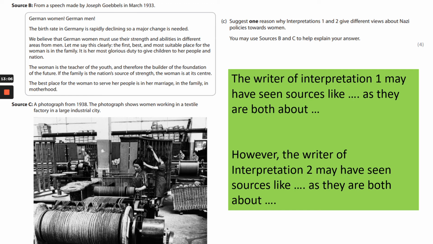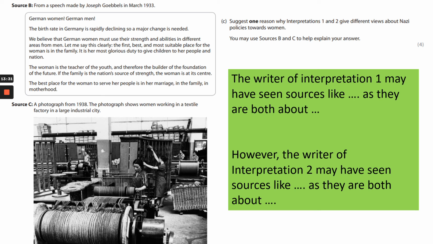Why did these two writers, these two historians, have such different views about Nazi policies towards women? One thought they were a success, one thought they were a failure. How can that be? And it gives you a clue what you're meant to do. You may use sources B and C to help explain your answer. Well, actually, you must use those sources, and you write it like this.